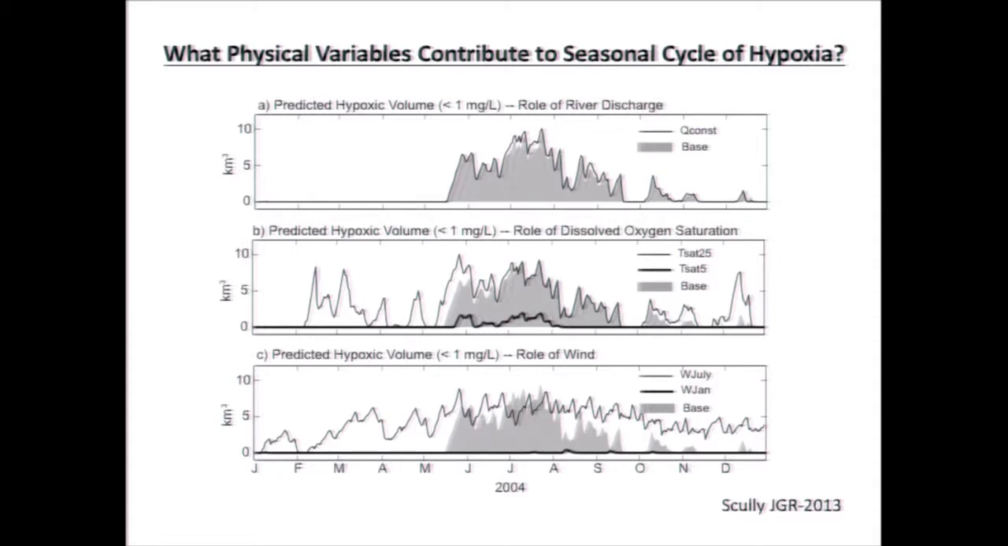You didn't let the river discharge vary seasonally. And you see this black line is that prediction, and you see that they're very similar. So that's suggesting that the seasonal variability in freshwater input to the system isn't, at least according to this model, playing a big role in the seasonal cycle of oxygen.